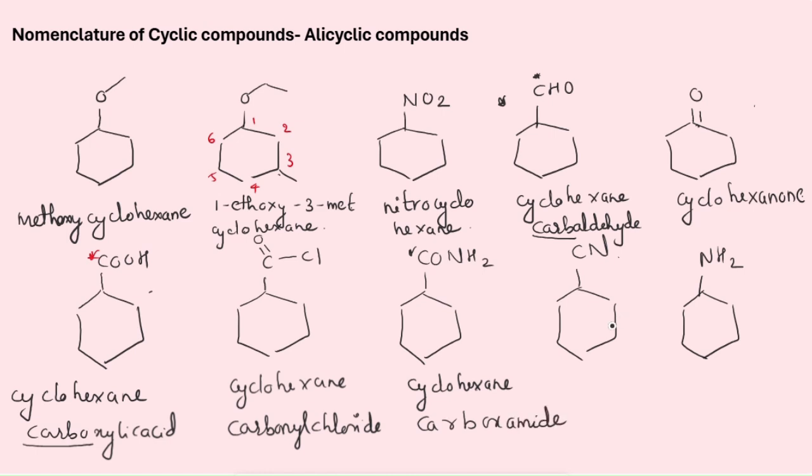Carboxamide. Now, what about the cyanide? Cyanide is also known as nitrile. So you simply call this cyclohexane, and this part is called carbonitrile.